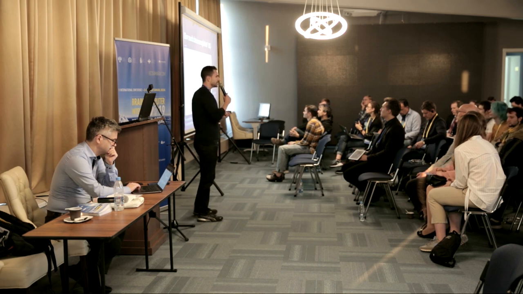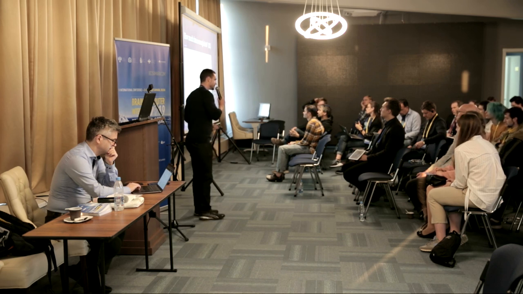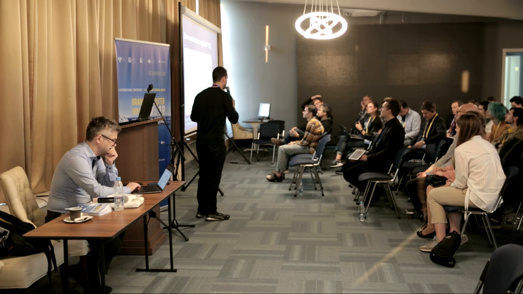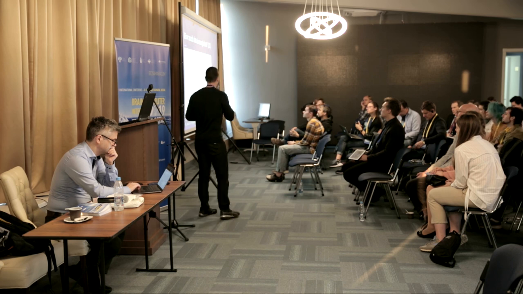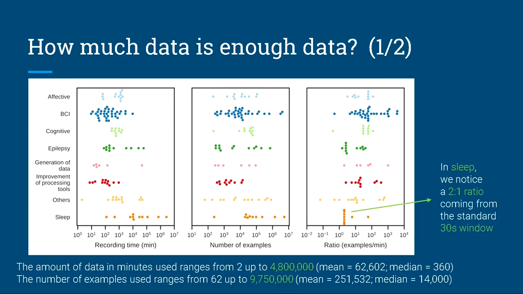In the case of EEG, we looked first at the recording time, so we converted everything into minutes of recording. And the second is the number of examples. So how many examples are you feeding to your network? I'm going to come back to what exactly an example is. In image, it would be one image. In EEG, it's mainly a window of something, whether it's raw EEG or feature-based. What we've seen is that it's all over the place across different domains.